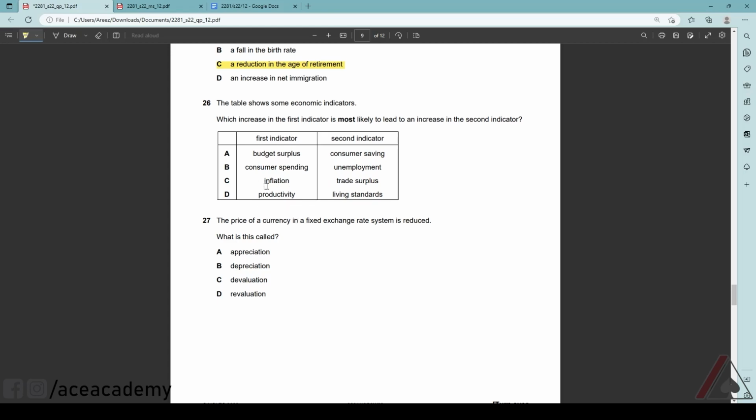D is: the first indicator is productivity, and the second indicator is living standards. As we know, productivity is a factor through which living standards are measured, right? So an increase in productivity will lead to a direct increase in living standards, and there are no middle steps to it. Since productivity is a direct factor of living standards, your living standards would directly increase without any buts and ifs. So D is your answer.